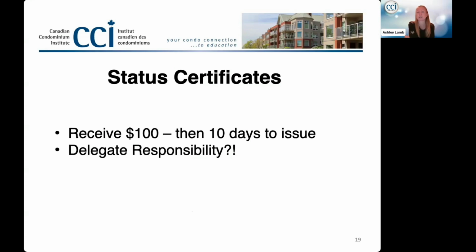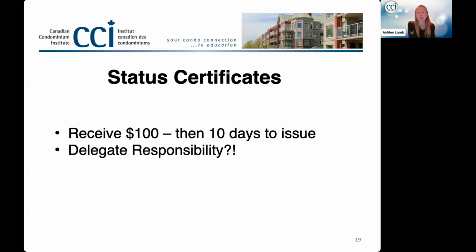The majority of status certificates are ordered online, and most of them are passed along electronically now, which is great. And the items that are included in the status certificate include the legal description of the unit and any owned parking spaces or locker. They will also mention if there is a parking or a locker that is an exclusive use, but they won't have the numbers tied to it because they're not owned.